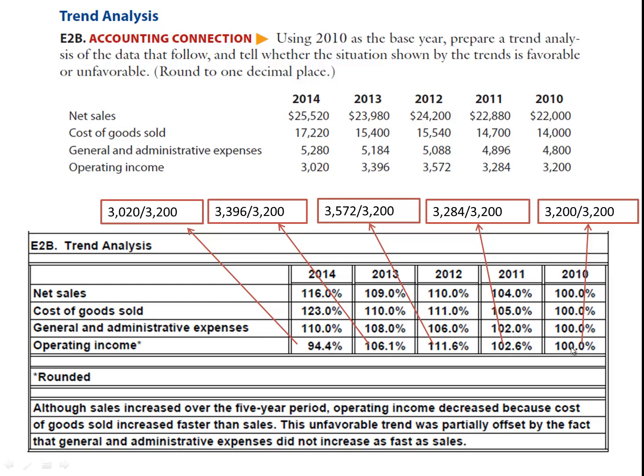It's gone down. It's less than what it was in 2010. So as this says, although our sales increased over the 5-year period, our operating income decreased because our cost of goods sold increased faster than our sales.